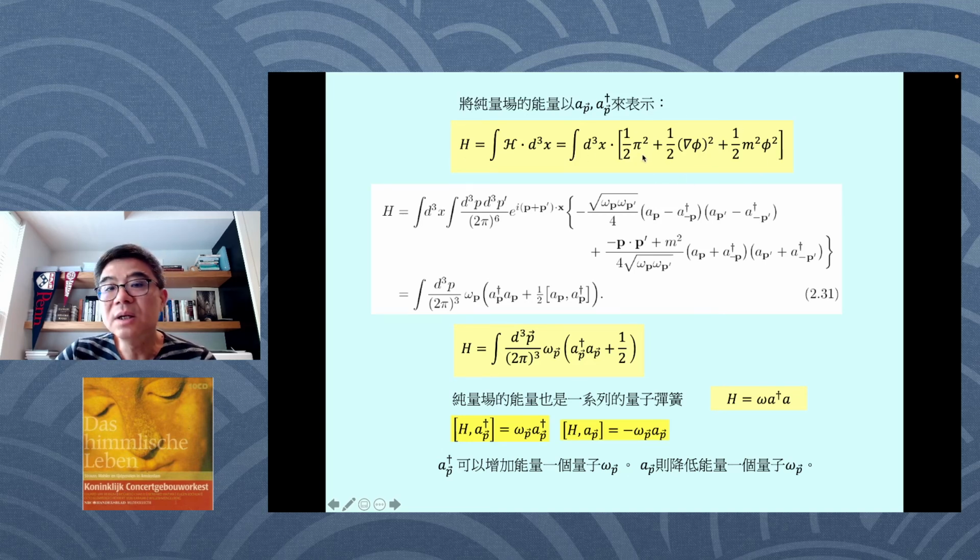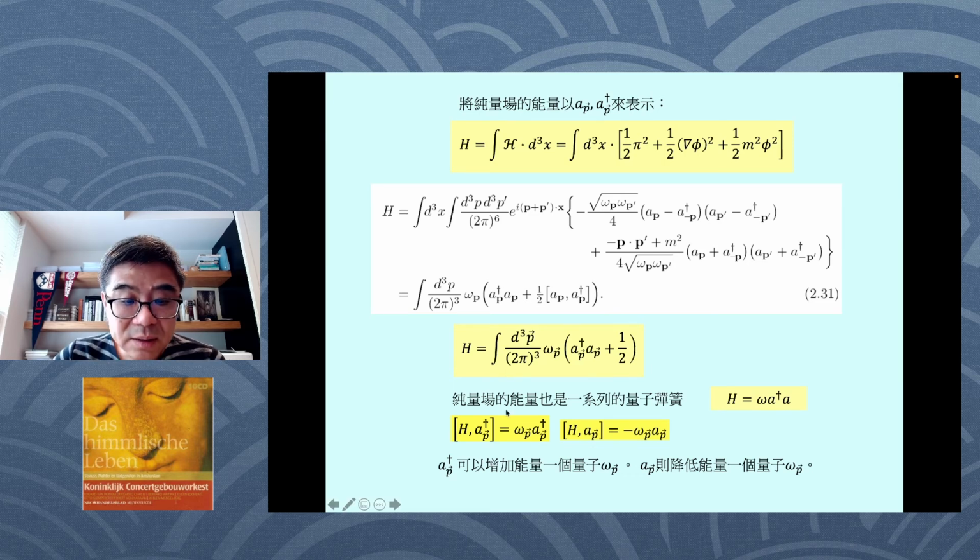If you put in the expression for pi and phi in terms of A and A dagger, the Hamiltonian is equal to omega p times (A dagger A plus 1/2). This is almost exactly the same expression as the Hamiltonian for a quantum spring, quantum simple harmonic motion. Remember, H is equal to omega A dagger A. Here is omega A dagger A. So it shows you that every p is a simple harmonic motion. That's the bottom line: every momentum gives you a simple harmonic motion.